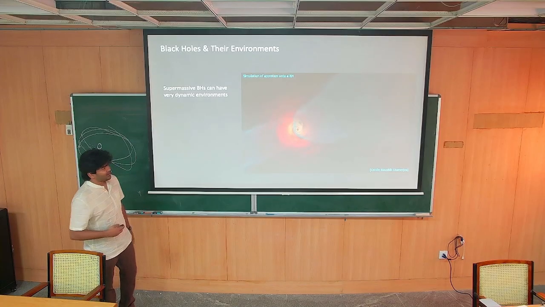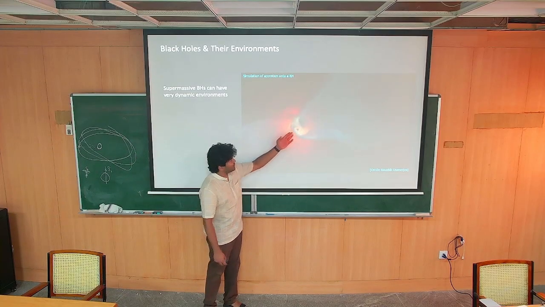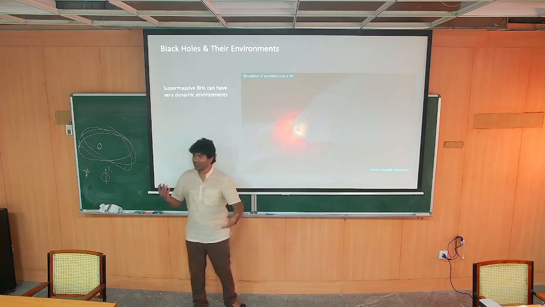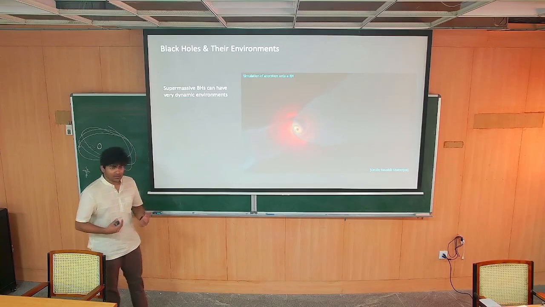As you can see, it's not a very simple environment. A lot of stuff is happening. Look, some colors are changing, etc. This is the change in the density and the magnetic field strength around these black holes.